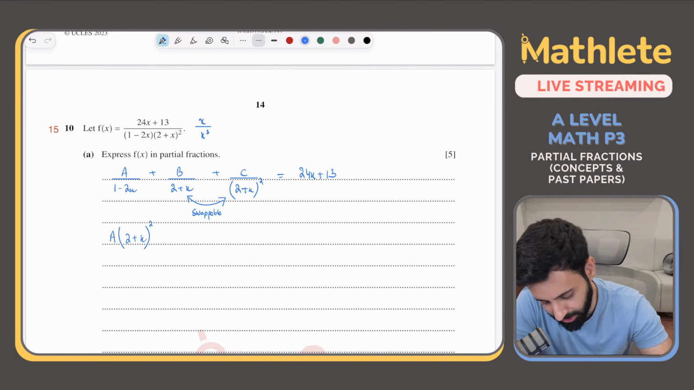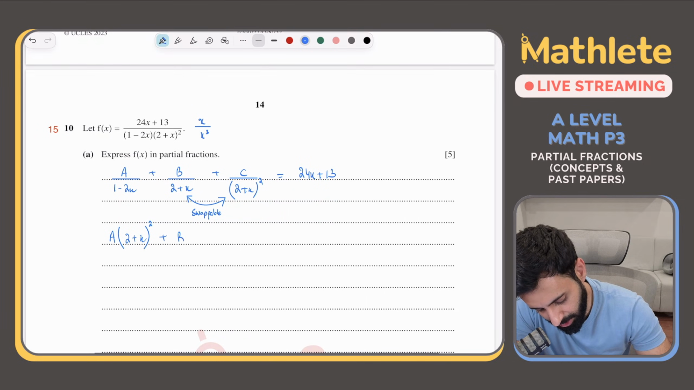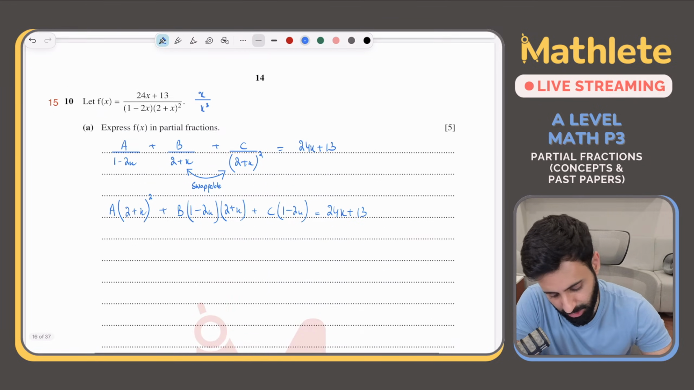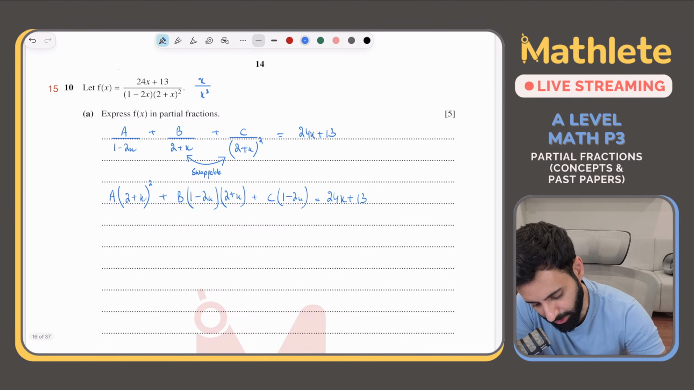It already has 1 minus 2x. B needs to be multiplied with both 1 minus 2x and 2 plus x as well. C, on the other hand, only needs to be multiplied with 1 minus 2x. And what are we equating this with? We're equating this with 24x plus 13. Okay, now let's one by one plug in the values of x.